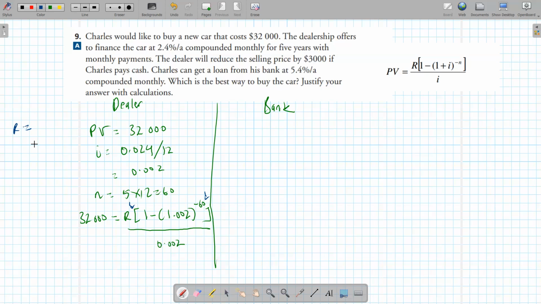I got 566.51. Yeah, perfect. 566.51. So how many times is he going to pay them? He's going to pay this every month for 5 years. Yeah. So he's going to pay it 60 times. So how much did he actually end up paying?